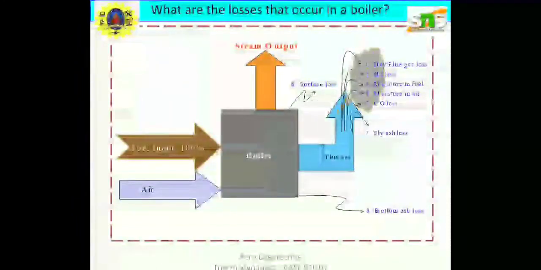These are the losses that occur in a boiler. The first one is the dry flue gas loss, H2 loss, moisture in fuel, moisture in air, CO loss, fly ash loss, bottom ash loss. These 8 losses occur in boiler operating systems.